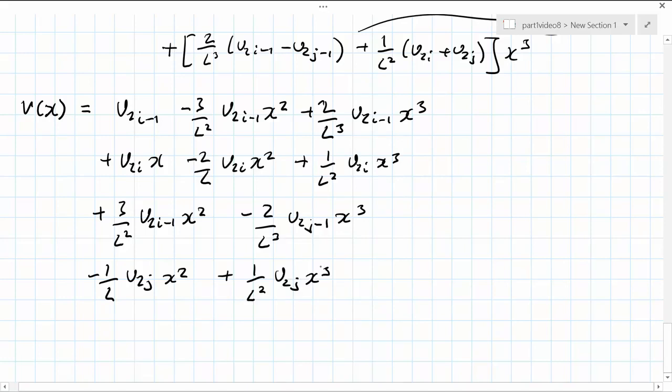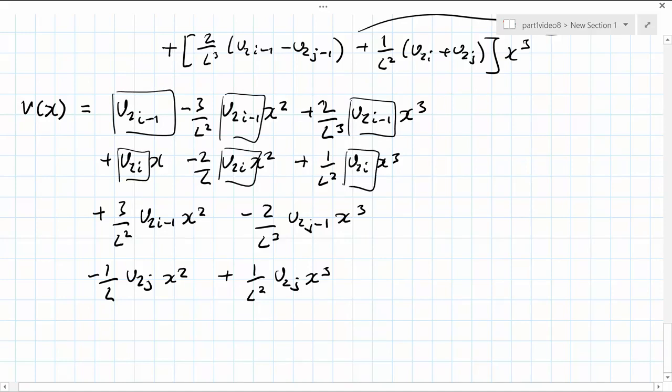So you can see here that we've collected terms for u2i minus 1 in this row, u2i in this row, u2j minus 1 in this row, and u2j in this row.